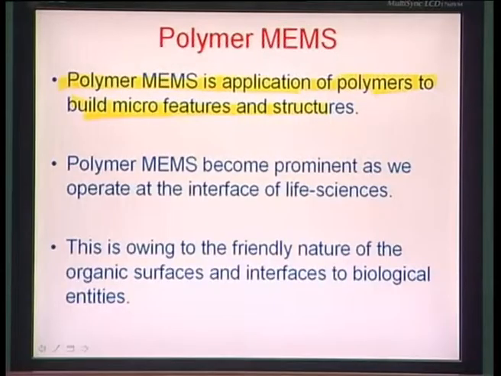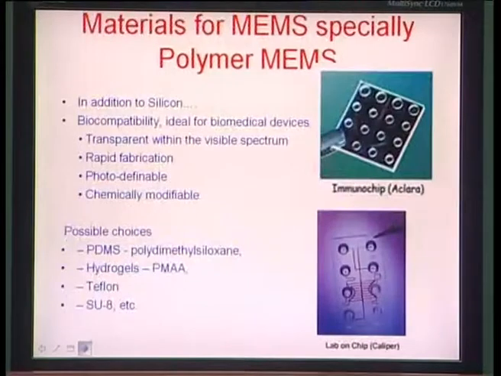One of the reasons why carbon MEMS has become popular is because the behavior of biological entities in the presence of carbon or carbon rich substances is really the usual behavior, and there are no toxic effects whatsoever in such environments. So polymer MEMS is then defined as an application of polymers to building microfeatures and structures, and as you know, polymer MEMS becomes prominent as we operate to interface mostly with life sciences, particularly owing to the friendly nature of organic surfaces to biological entities.